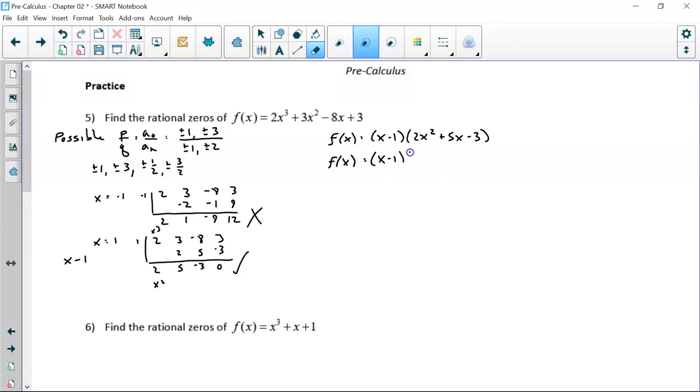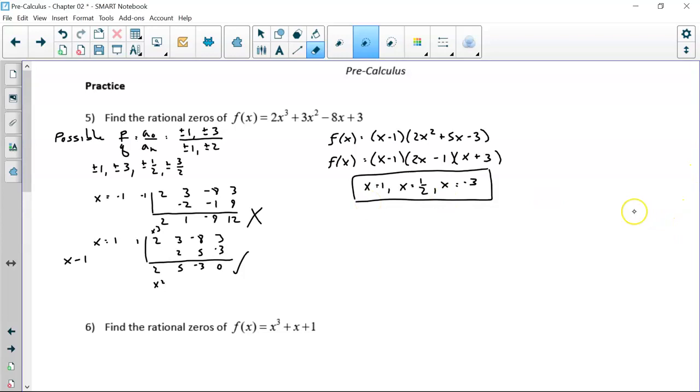X minus 1. And then when you factor this quadratic, 2x and x, to get to positive 5, we're going to have a 3 over here, a positive 3, and a negative 1. Set the factors equal to 0 and solve them. You get x equals 1, x equals 1/2, and x equals negative 3. Those are our zeros, our rational zeros, our real zeros.